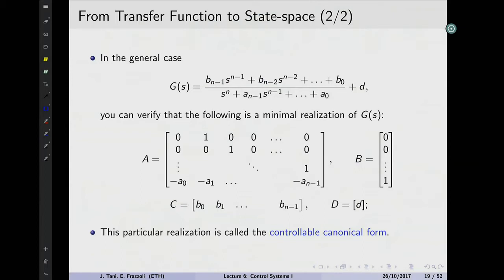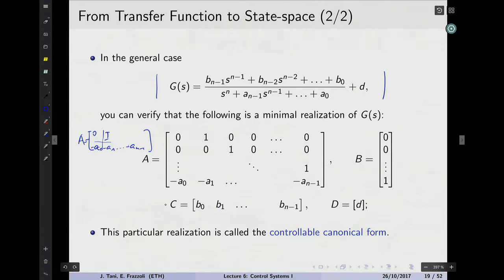And so how does the realization look like in a general case? We said, well, in the most general possible case, a transfer function is a ratio of two polynomials, just what you see up there. If we're given this as a transfer function, what is the realization that is controllable? For example, the so-called controllable canonical form. All you have to do is take an identity matrix in the top right corner, a bunch of zeros, and at the last line, you put all the coefficients of the denominator. And then you put the coefficients in the numerator in C.